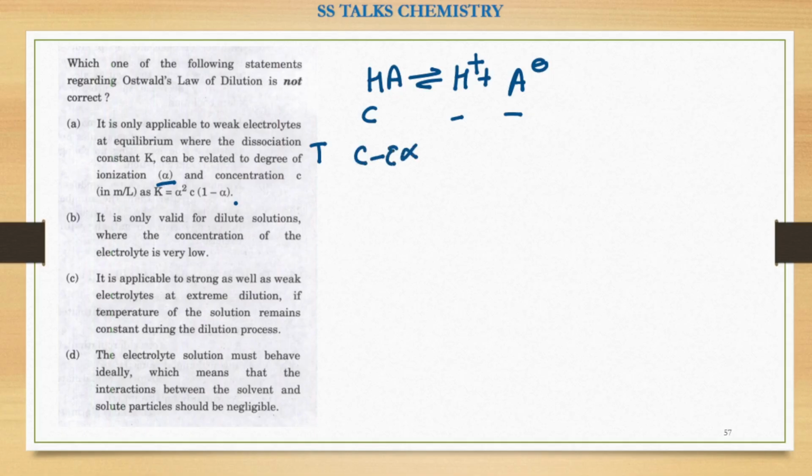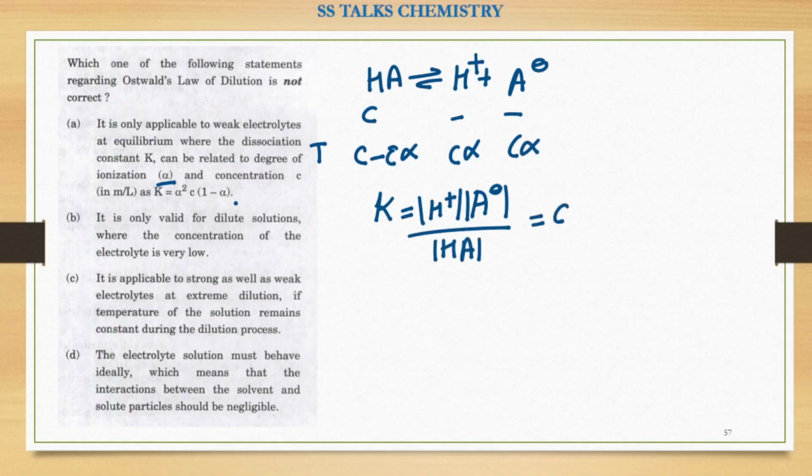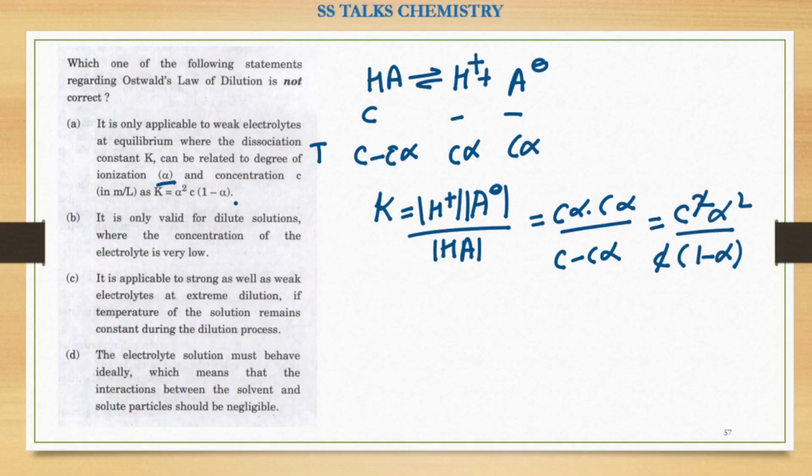So this much amount will be decreasing. H positive formed will be C alpha, and A negative formed will also be C alpha. If you write the equilibrium constant, it is the H positive concentration into the A negative concentration upon the HA concentration. That gives C alpha into C alpha upon C minus C alpha, which is equal to C square alpha square upon C times 1 minus alpha. So the C will get cancelled out, and it is C alpha square upon 1 minus alpha.